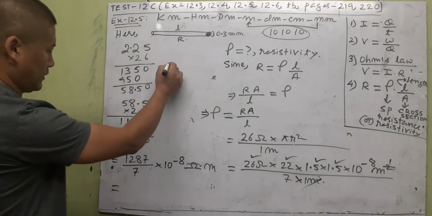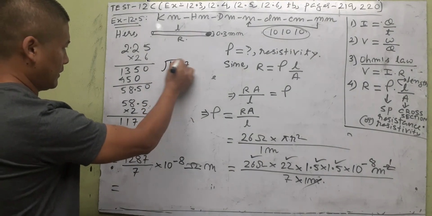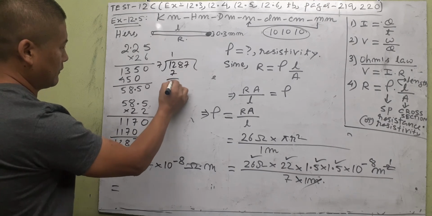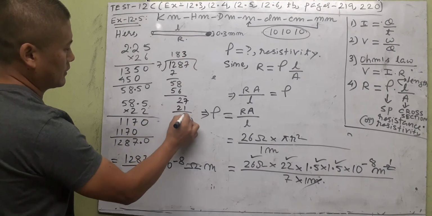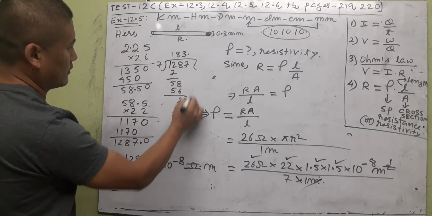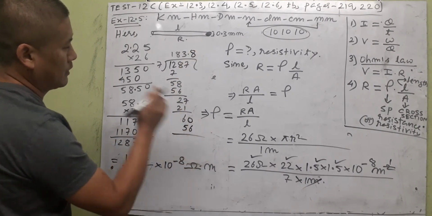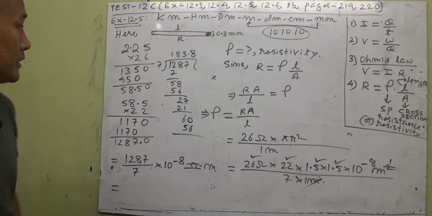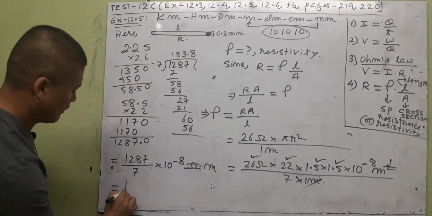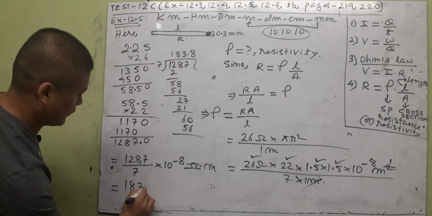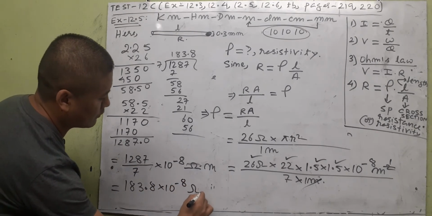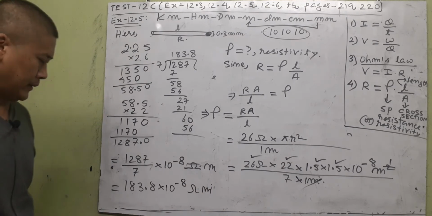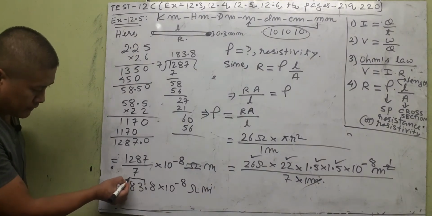Now if you divide 1287 by 7: 1 7 is 7, 5 remainder, 8 coming down, 7 8s are 56, 2 remainder, 7 3s are 21, 6 remain, 0, 7 8s are, I think up to the first decimal place will be enough because we're going to go to standard form. So 183.8 is what we get when we divide this, into 10 to the power minus 8 ohm meter. We're almost there. But as I said, usually our answers are expressed in standard form.